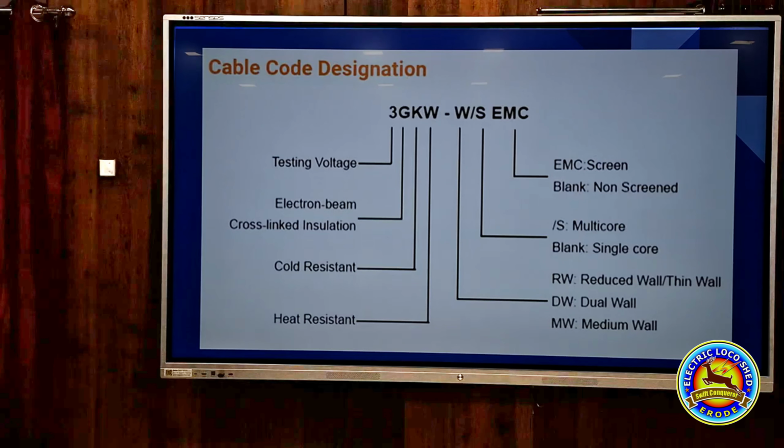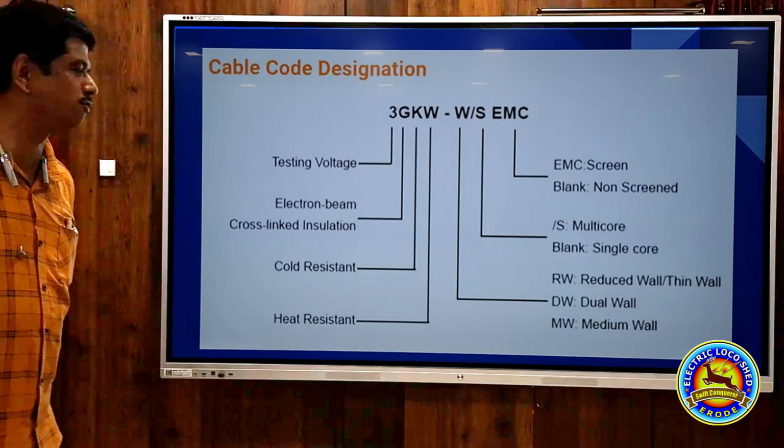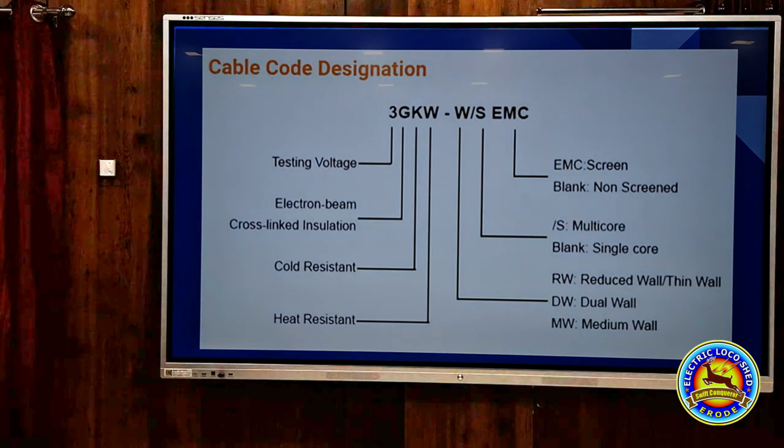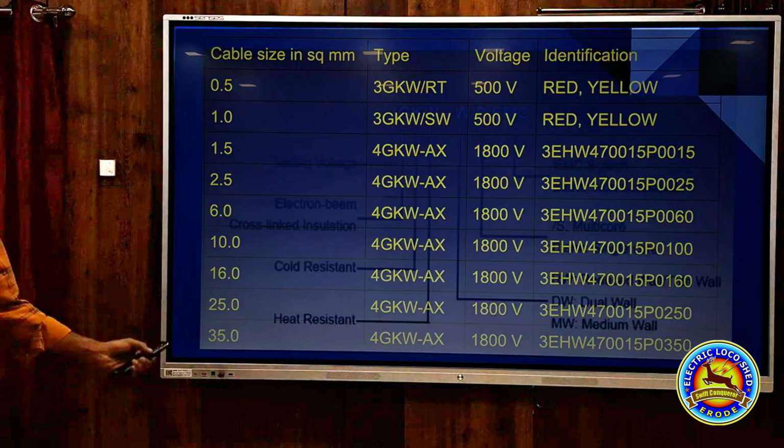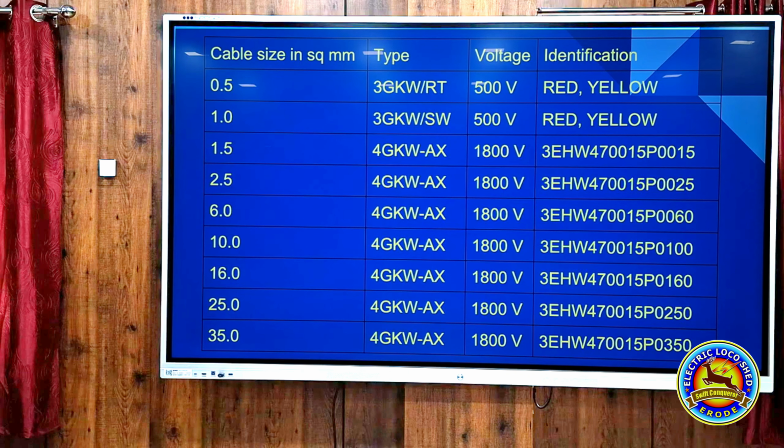Other letters are normally not used for our loco, that is RW for reduced wall thickness, DW for dual wall thickness, MW for medium wall thickness. Like that we are using these types of cables: 0.5 square mm cable for VCU input. Most of the VCU inputs are connected with 0.5 square mm. Its color is red or yellow; in our locos it is red cable only. It is 3GKW only, and 1 square mm is used in some circuits only, very less. Whereas 1.5 is there in most of the circuits, 2.5 is there for almost all the control and many auxiliary motor circuits.